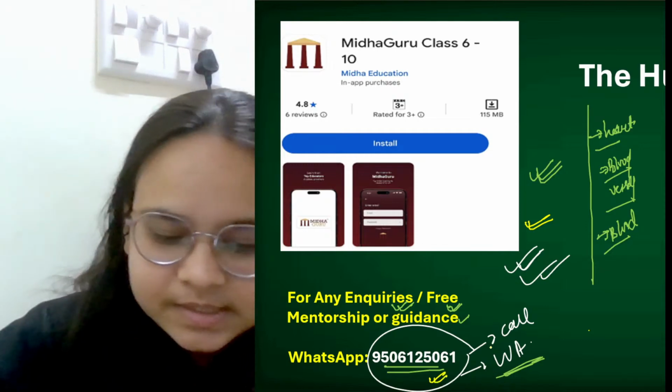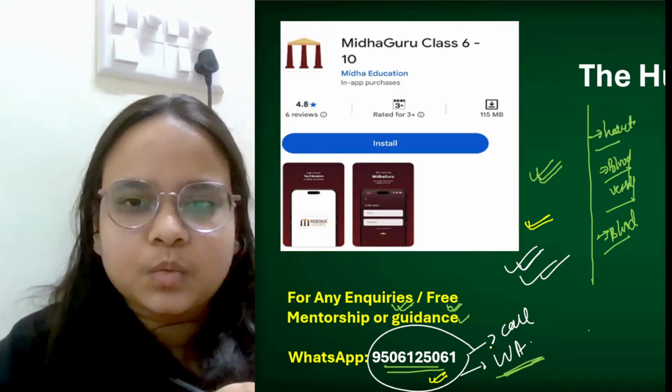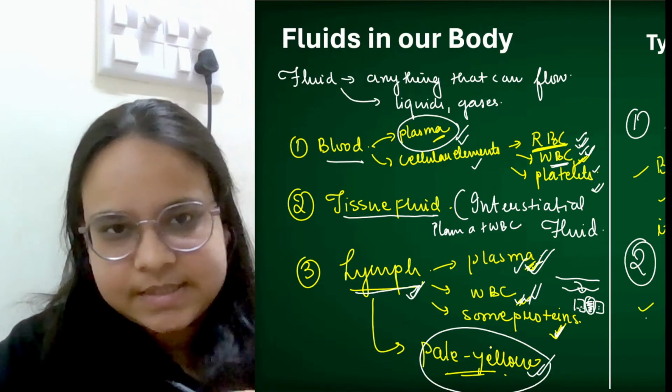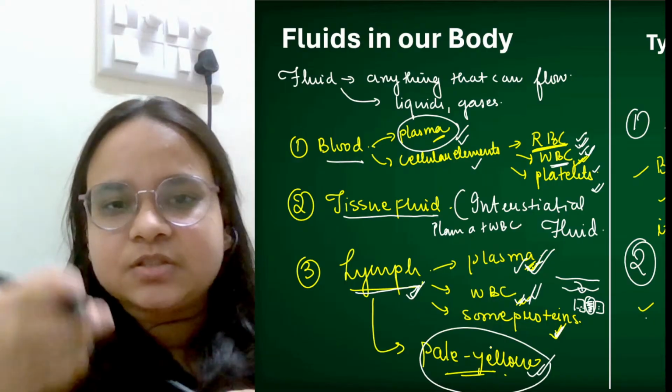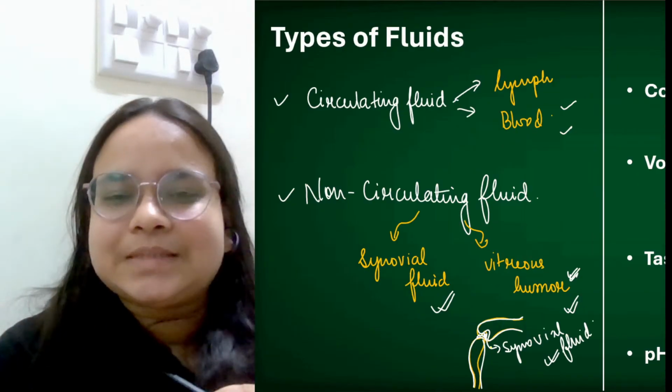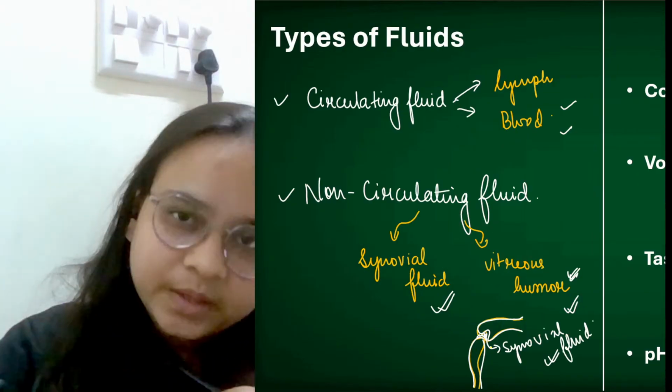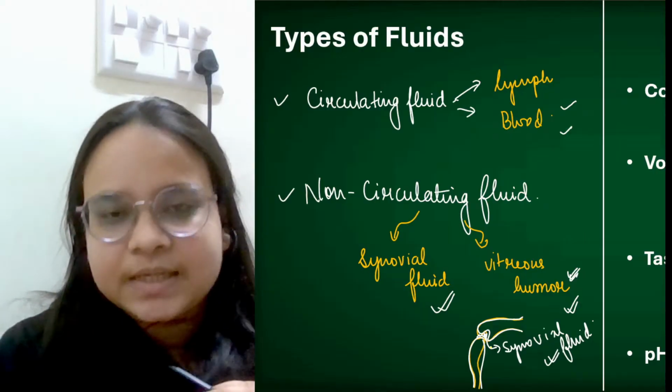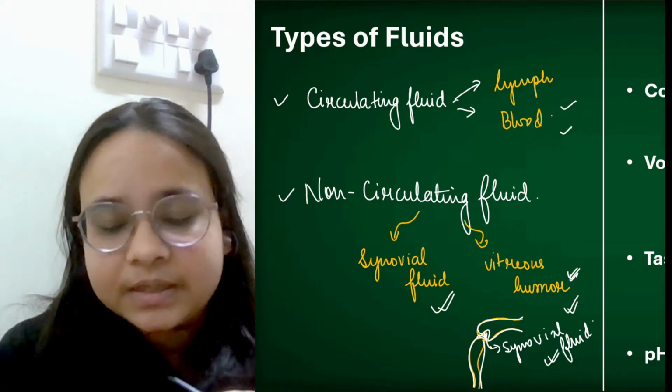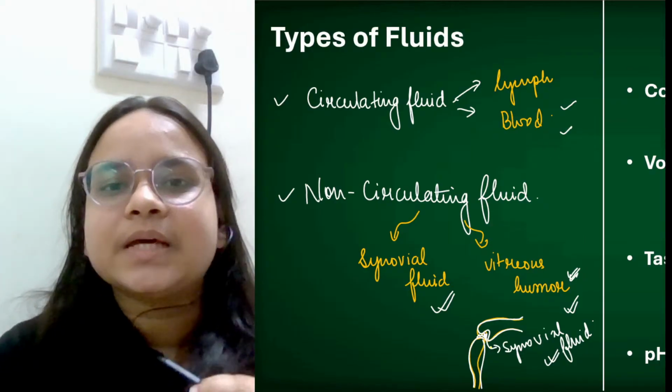Okay. So with this, I just want to give a small recap. What we have studied in the last 3 classes is the different kinds of fluids in our body, then types of fluids, whether the fluid is circulating or non-circulating. Blood is a circulating fluid.